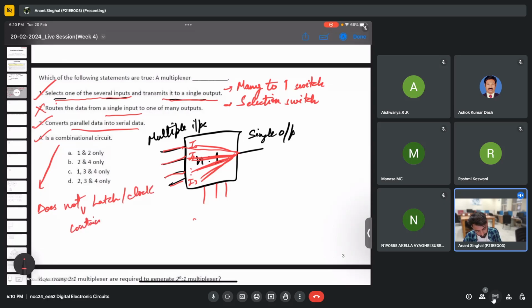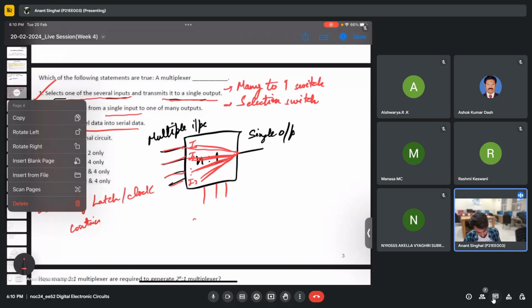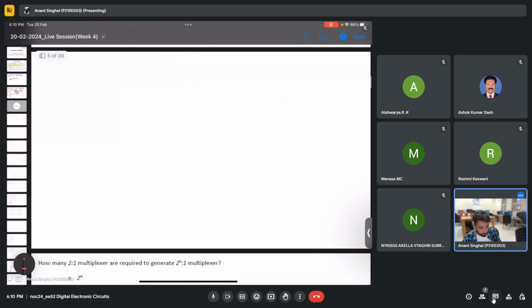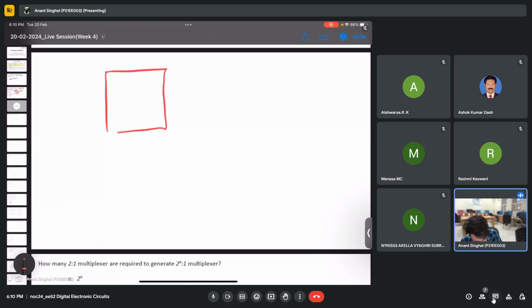So statements 1, 3 and 4 are correct. So option C will be the correct answer to this. So let me try to explain the basic circuitry behind it. I'll be taking a 4 cross 1 mux for simple understanding. For a 4 cross 1 mux, we have two select lines. We have four inputs, that is I0, I1, I2 and I3.